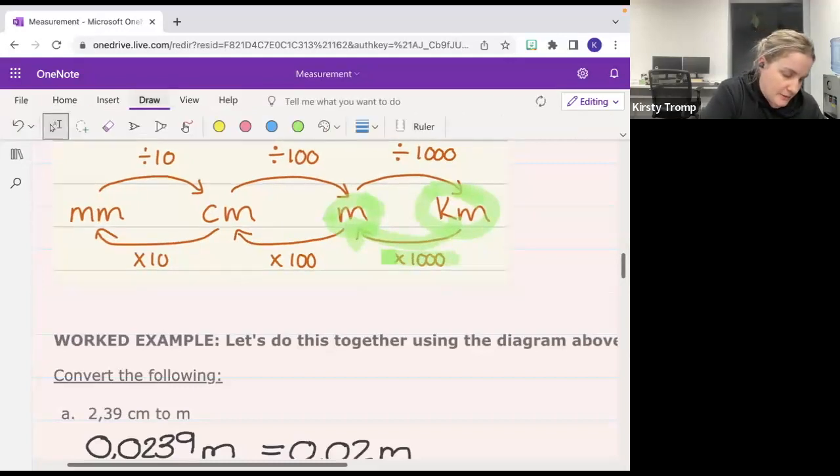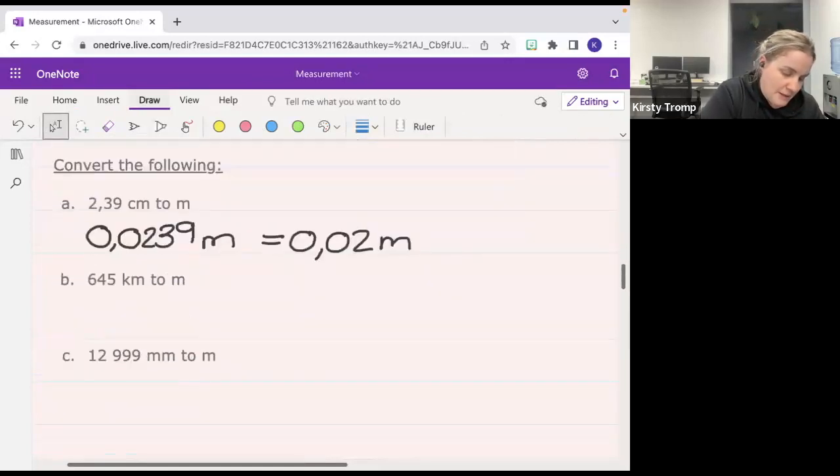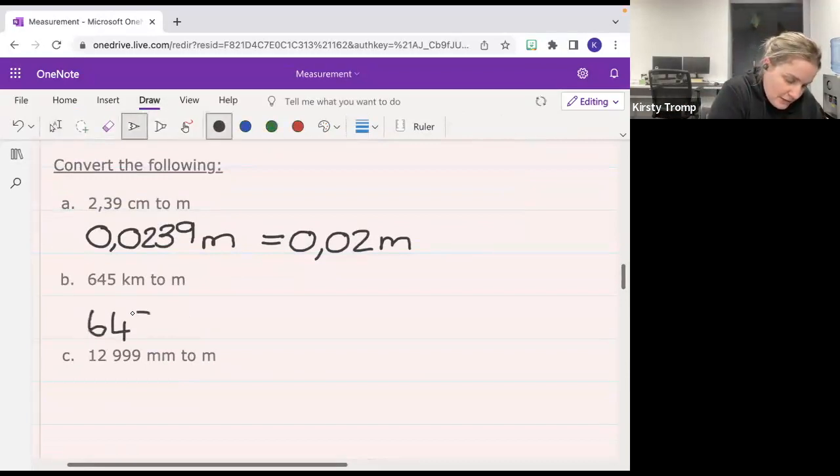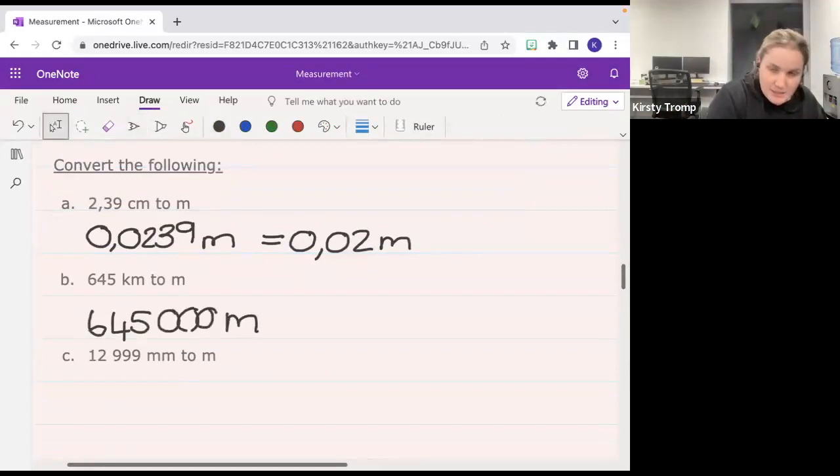So let's go have a look. On my calculator, I'm going to go and put it in, because I don't want to get anything wrong in the exam. All these marks are really nice, easy marks that I can get right. 645 times by 1,000, and that gives me 645,000 meters. Okay, remember your meters sign as well.